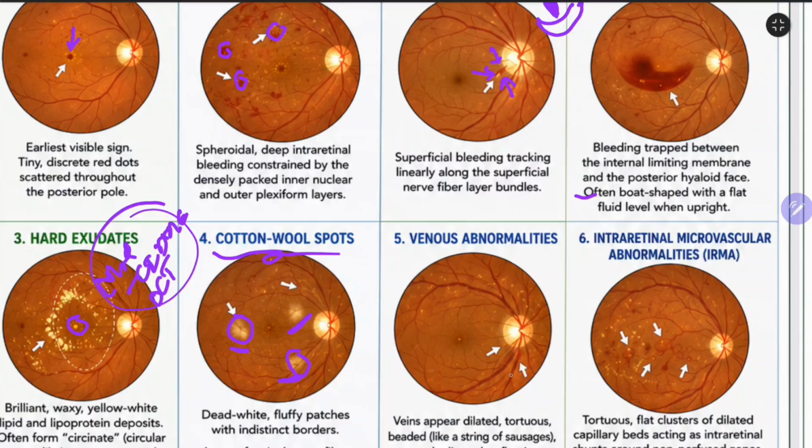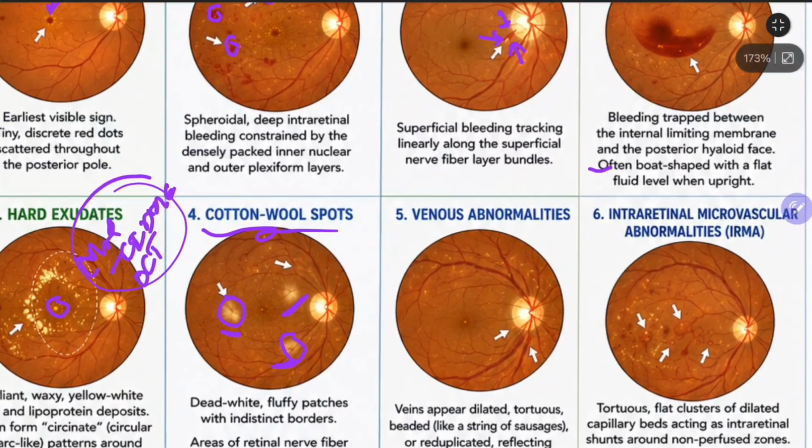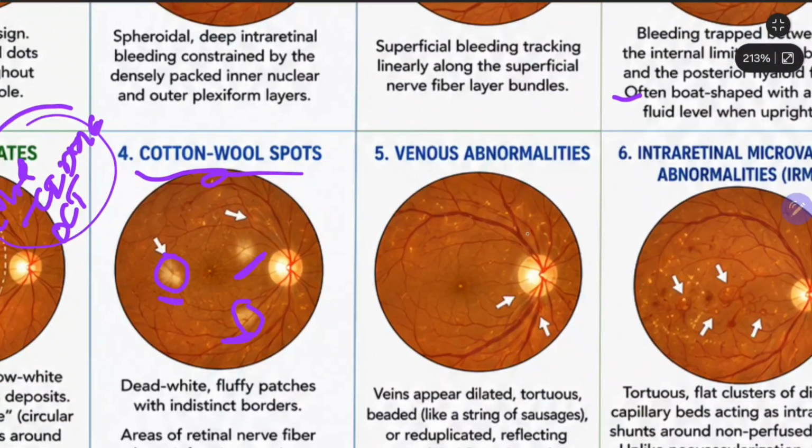Venous abnormalities, venous beading I said, is nothing but dilated, tortuous veins. So the veins are thick and arteries are thin. These are arteries, and this thick one is the vein. You can see veins are loaded and they are tortuous, as shown by the arrows here.